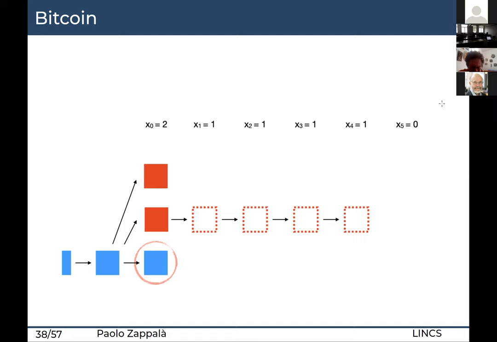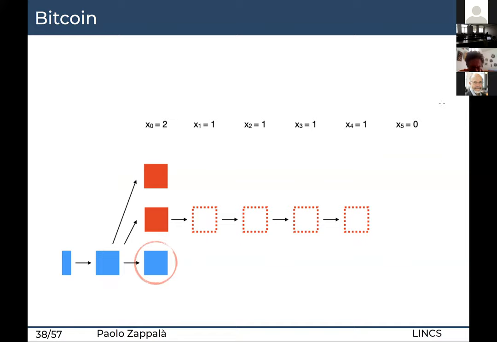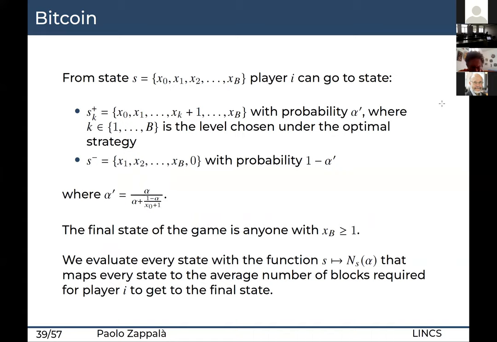Of course, in this case, the attention is not on this block, but on the second block. But we imagine that we are making transactions on every block, so that still we want to revert any possible block in which we are making transactions. So these are the states. Let's go to the formalization. Every state has a value from zero to B, where B is the number of blocks that are needed, in the best practice, to confirm a transaction.